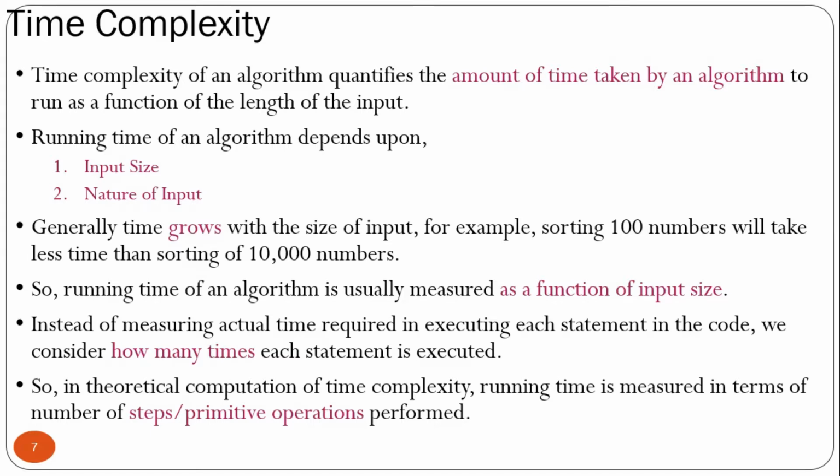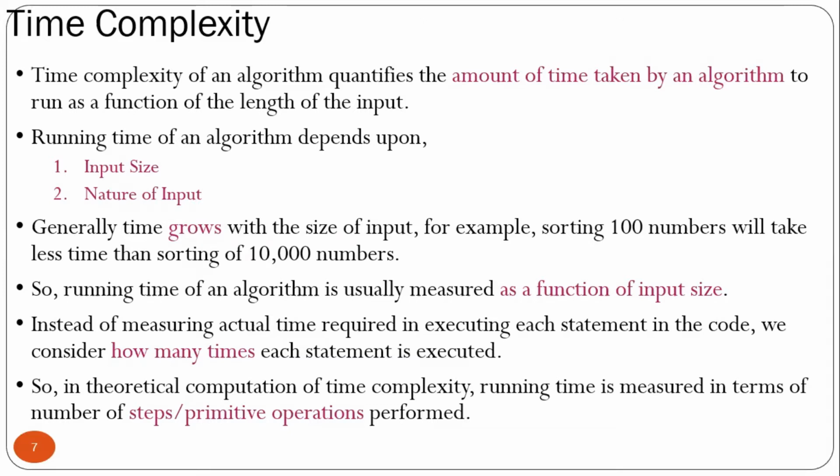Instead of measuring what time is taken by each statement in the code, we actually measure how many times each statement of that code is executed. For example, you are calculating the sum of n numbers. If I write for i equal to 0, i less than n, i plus plus, and I write sum equals sum plus a[i], that means my loop is running for n plus 1 times. Why n plus 1 times? Because I am starting from 0, going up to less than n, and for making the loop condition false, it will execute one more time. So it is executing n plus 1 times.